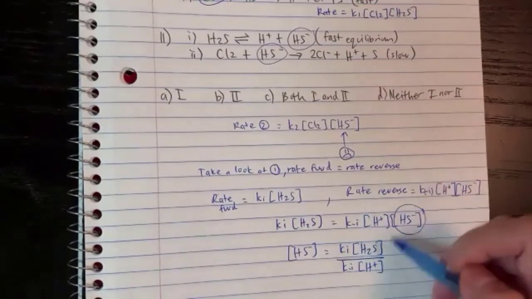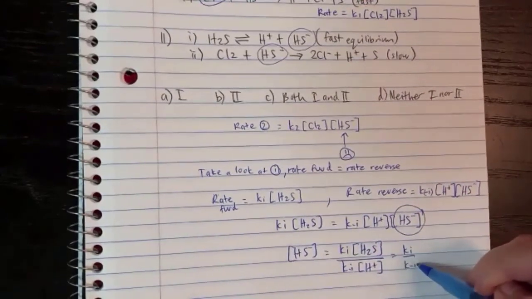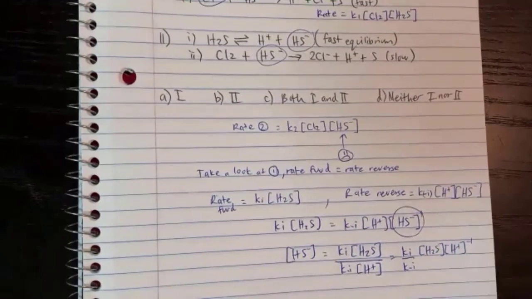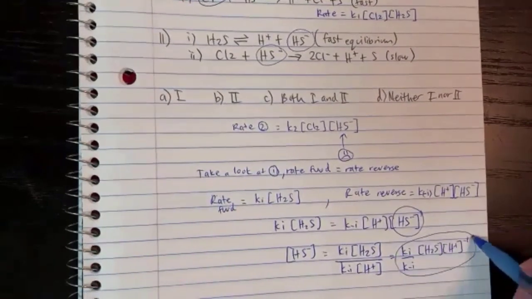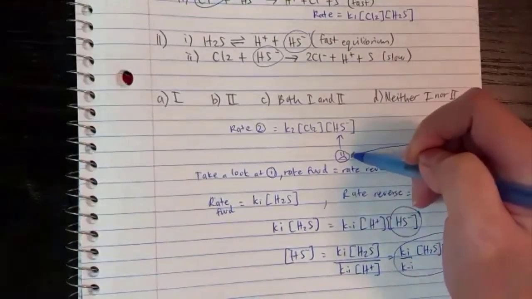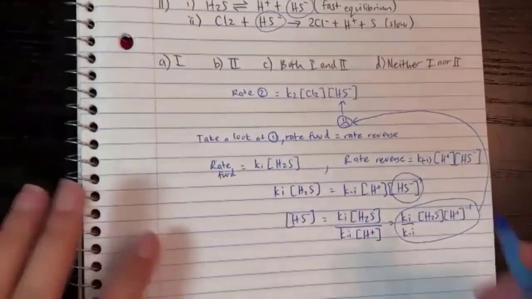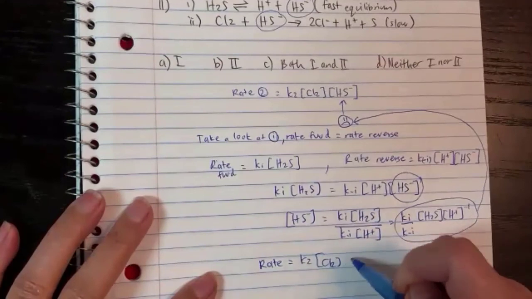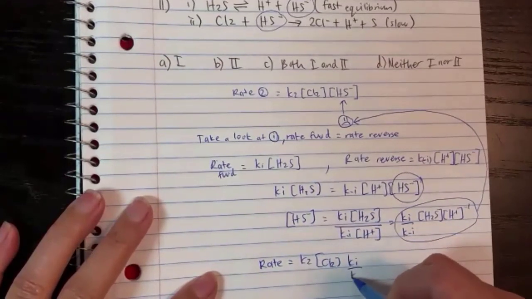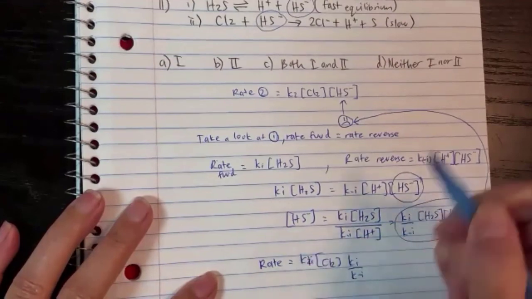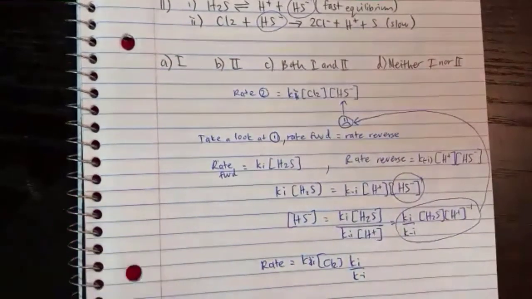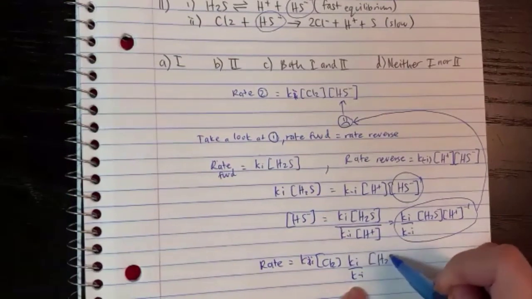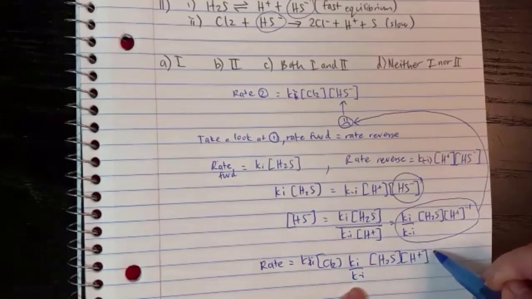Then we take this, or we can rewrite it again. So it's HS negative equals K1 over K minus 1 times H2S times H plus to the -1. Take this big term, we'll turn that frown upside down right here, replace it, okay? So I'm gonna rewrite on the bottom. So my rate is K2 Cl2 and then K1 over K minus 1. I should have put double prime here if I wanted to be consistent. It's the same thing, it doesn't matter, it's just labeling, okay? And then H2S, H plus to the -1.